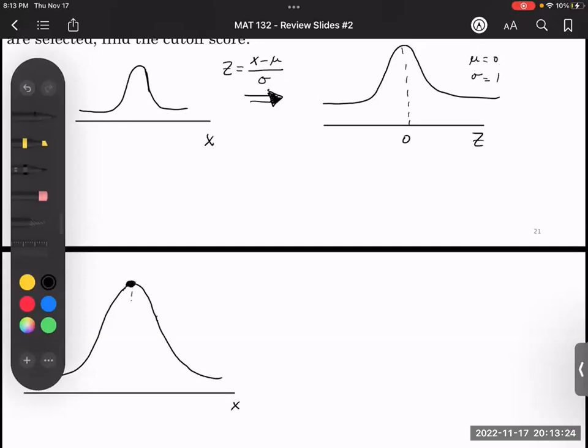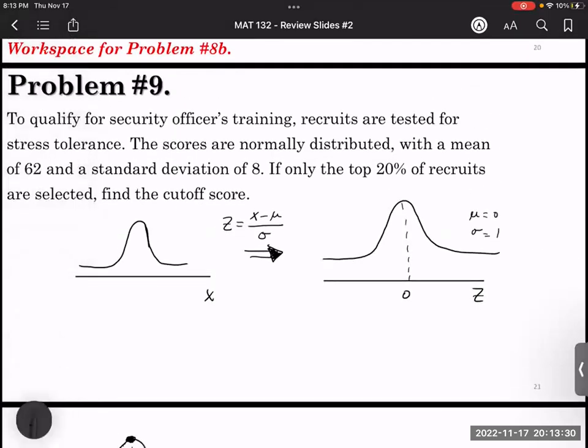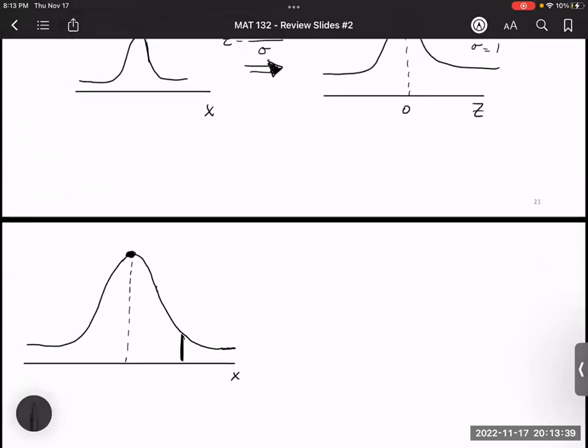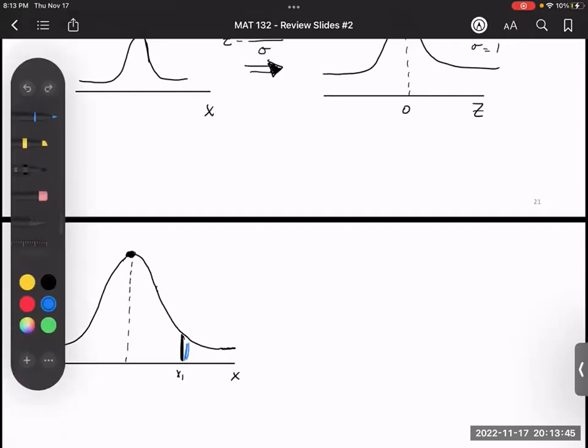The top 20% qualifies for the security training, right? Securities officer training. Only the top 20% are selected. Okay, so for some value of x, I'm going to call it x1. We're shading the area to the right of that value. So the area to the right of x1 is going to be 20%, or as a decimal number, I could say 0.2000.